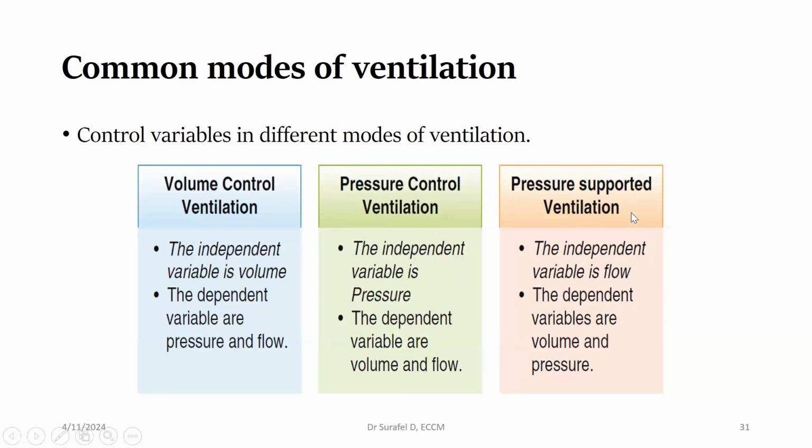Okay. Pressure supported ventilation, the independent variable here is flow. So pressure is controlled. The dependent variables, the volume and the pressure, vary, but the flow does not vary. It depends on the mode. Pressure support ventilation can usually be blended with synchronized intermittent mandatory ventilation, which can usually be used alone. You will see the difference based on the graph.